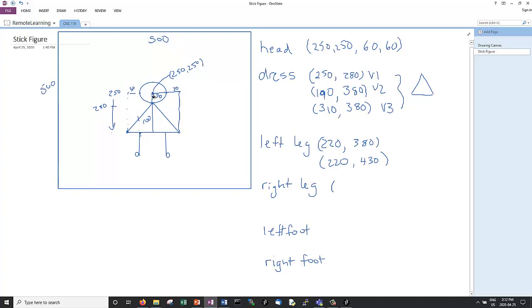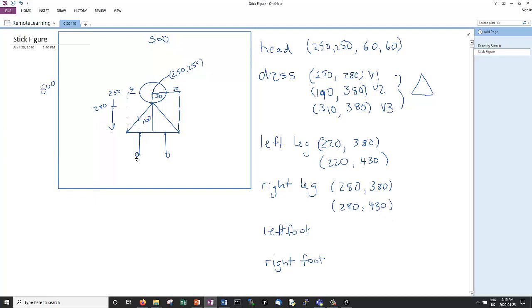Okay, for the right leg, my X position is going to be the 250 plus the 30 pixels for the head. So it would be at 280. The X position would be at 280. The Y position is at the bottom of the dress, which was 380. So that's this point here. And then the bottom point, the X position would be the same. So it would be 280, and the bottom position would be the same as for the other leg, which would be 430.